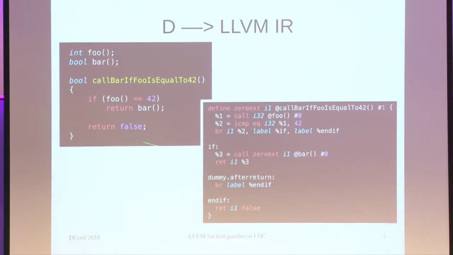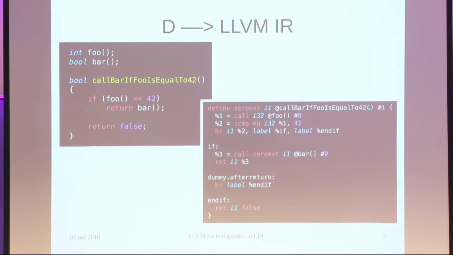If you look at the snippet on the left, we define two functions, and then we have a function here, callBarIfFooIs42. Simple function, there's an if statement, it calls foo, checks if it's 42. If so, it returns the return value of bar, otherwise it returns false. In LLVM IR, it looks like this on the right-hand side. We define a function called callBarIfFooIs42. It returns an i1, an integer of 1 bit, which is a Boolean.